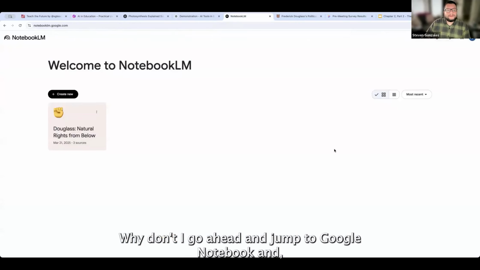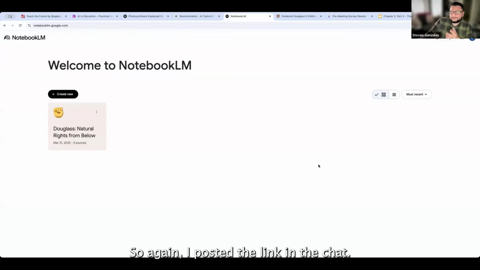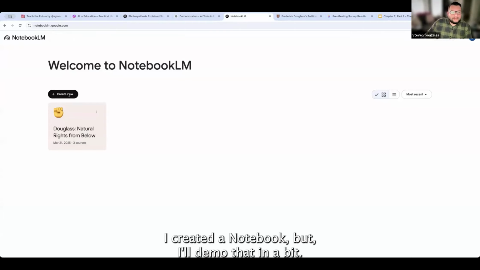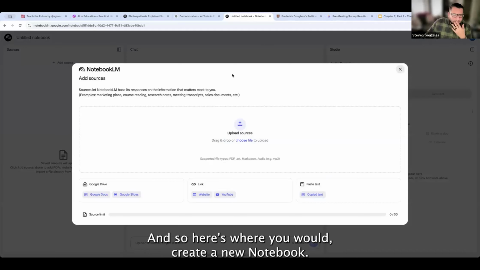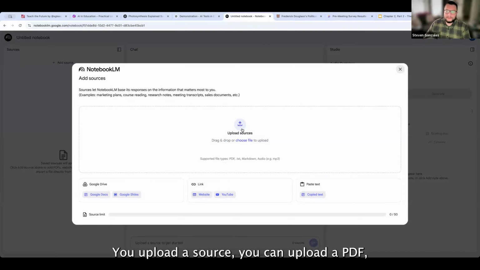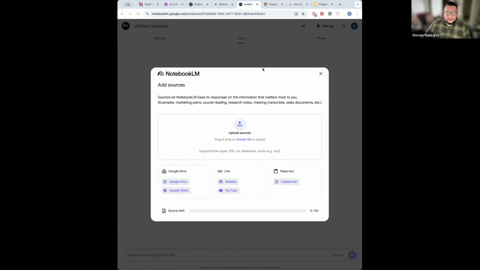Why don't I go ahead and jump to Google Notebook? I created a Google Notebook, but anyone can do it. Again, I posted the link in the chat, so hopefully you could just play along. I've created a notebook, but I'll demo that in a bit. I want us to start from scratch. Here's where you would create a new notebook. You upload a source. You can upload a PDF or another type of document. And I happen to have a document ready to go. Let me pull it up.